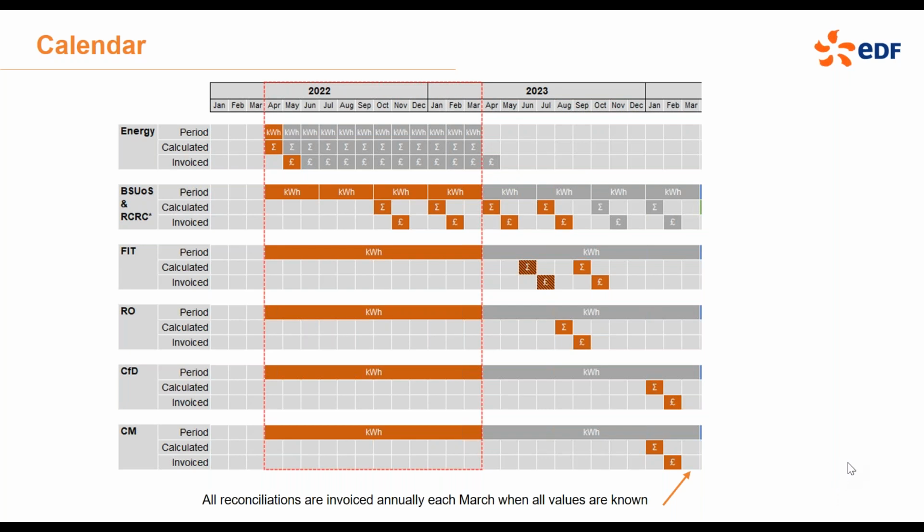Obviously, as we've moved into the 22 period and again into 23, we've revised down the forecasted cost or credit impact of those. So we are looking to ensure that the likelihood of big reconciliations has been reduced. And finally, the capacity market, generally speaking, that was a small credit.